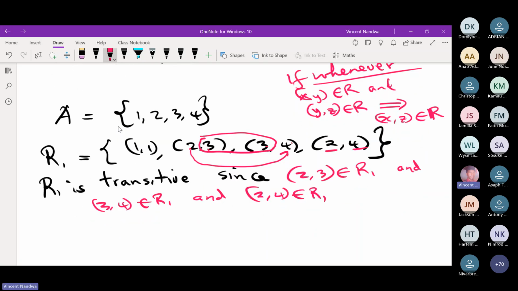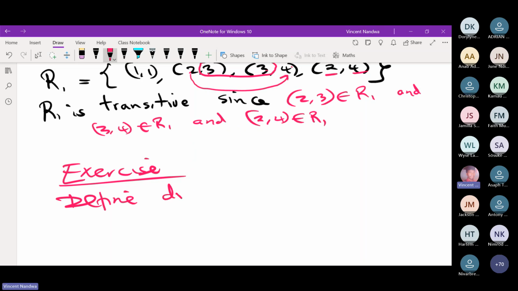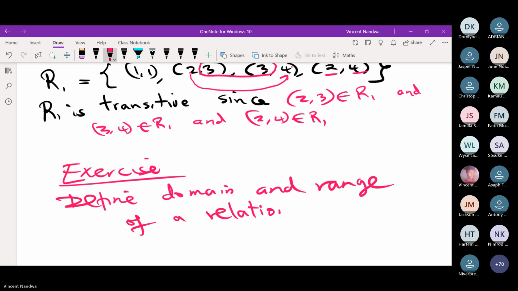So from the textbook I shared, get more of the examples and work on them. As an exercise, this is just a continuation of your bookwork: define domain and range of a relation. I'll prepare a few problems that you can work on either in groups or alone to help you master that. It's not an assignment, not work to be submitted, but just to help you discuss relations.